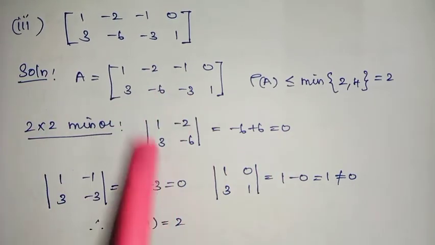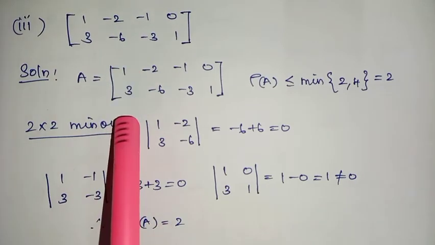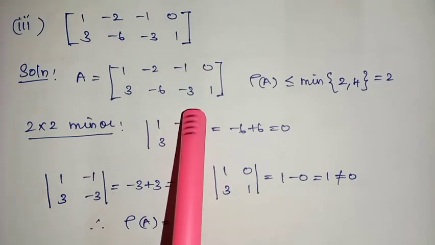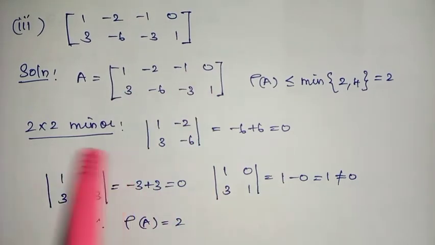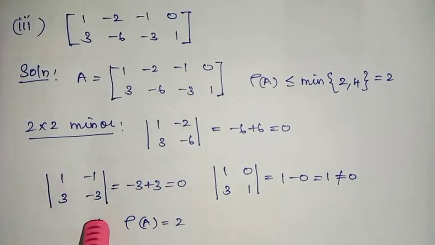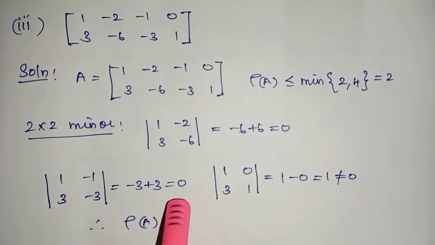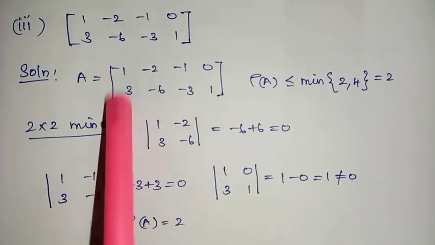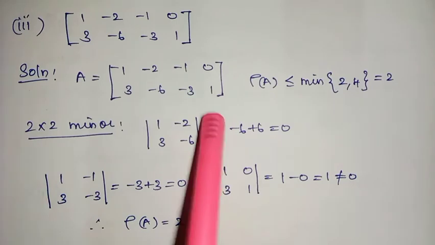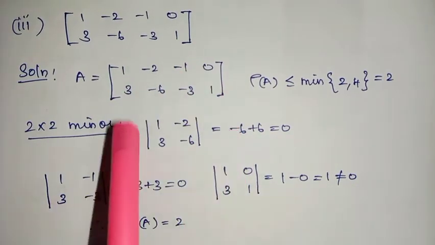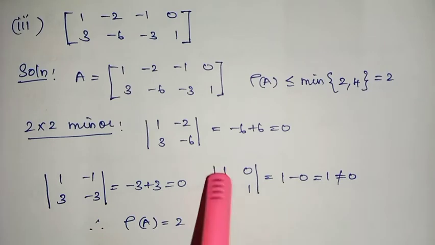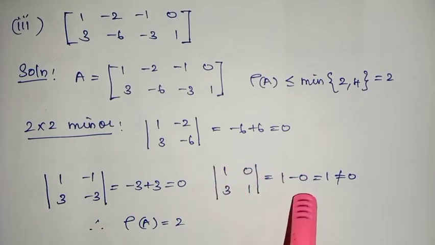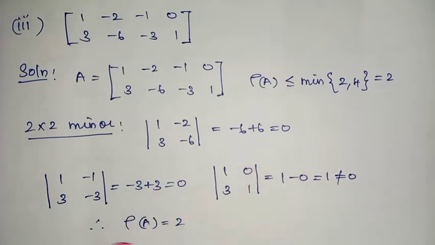So I'll go for the next minor, taking the first column and the third column. Okay, so first column and the third column, I made this determinant. So 1 into minus 3 is minus 3, minus 1 into minus 3 is minus 3, so plus 3, which is equal to 0. Again it failed. I am going to take another minor: the first column and the fourth column. So first column and fourth column is written. So now 1 into 1 is 1, minus 3 into 0 is 0, which is 1, which is not equal to 0. So here it failed. So the rank of the matrix is 2.